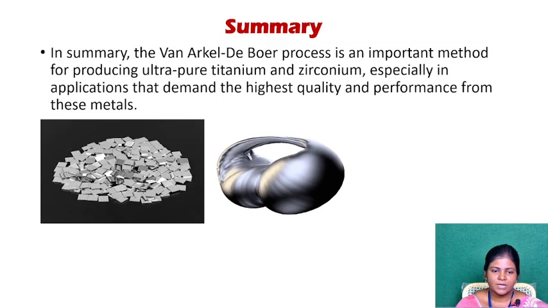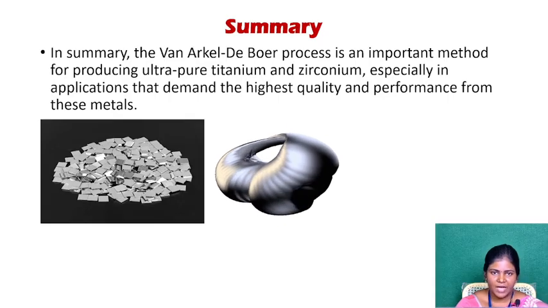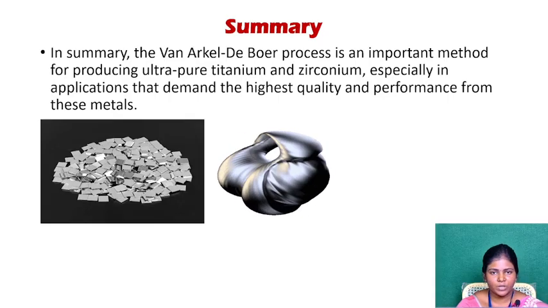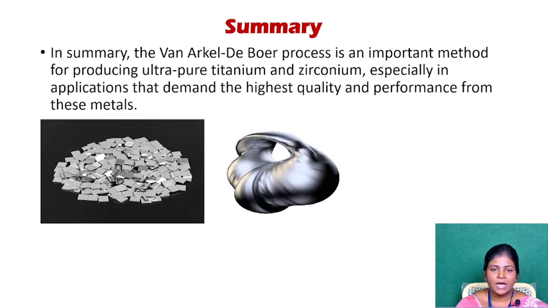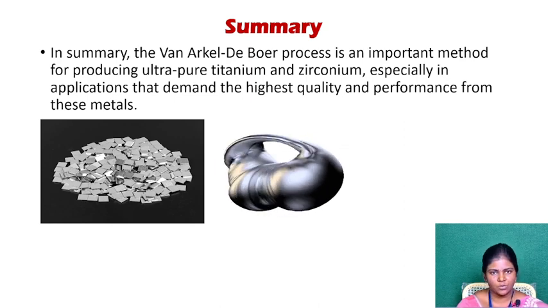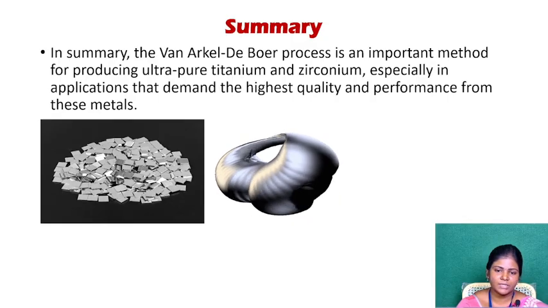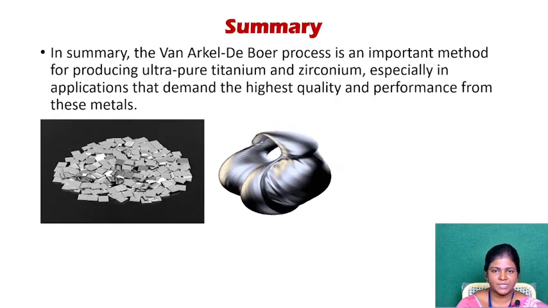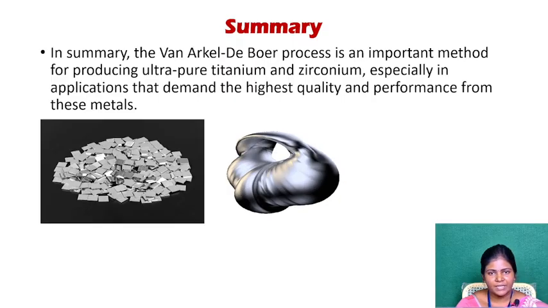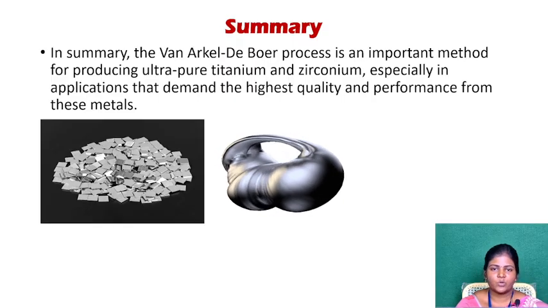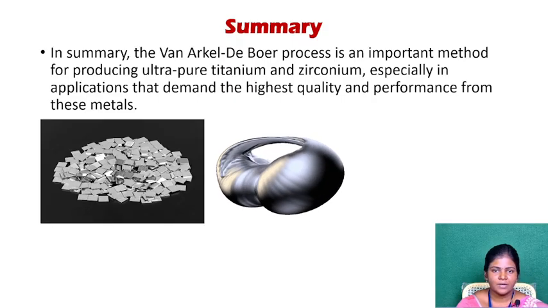To sum up, the Van Arkel de Boer process is an important method for producing ultra pure titanium and zirconium, especially in applications that demand the highest quality and performance of these metals. These are the various refining processes used to refine metals.